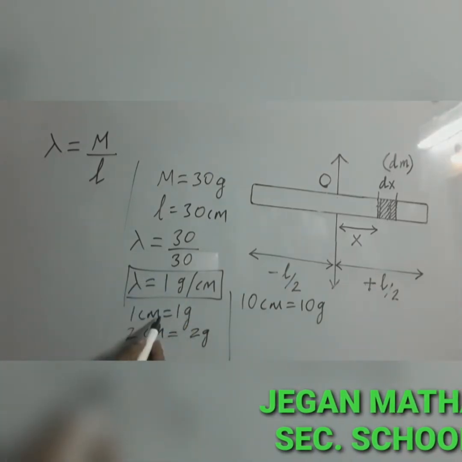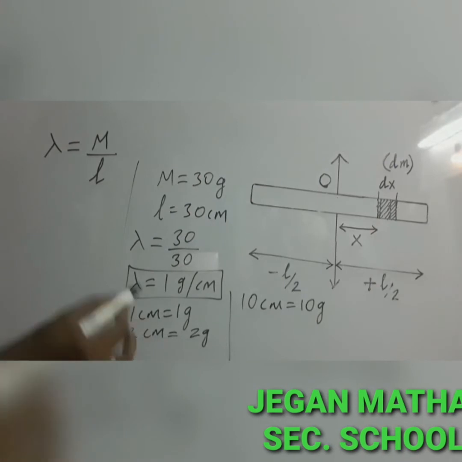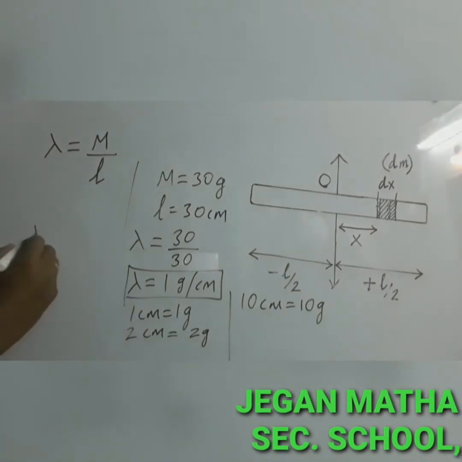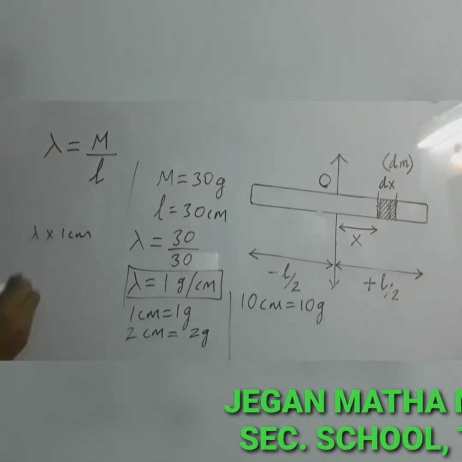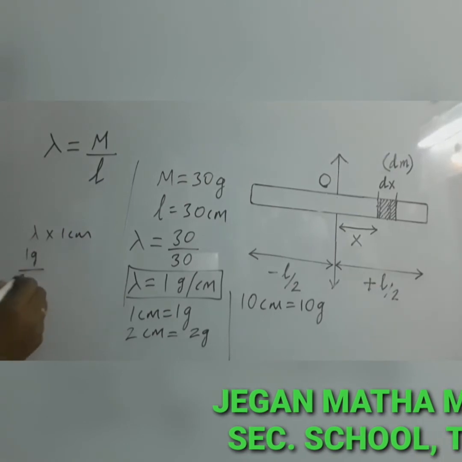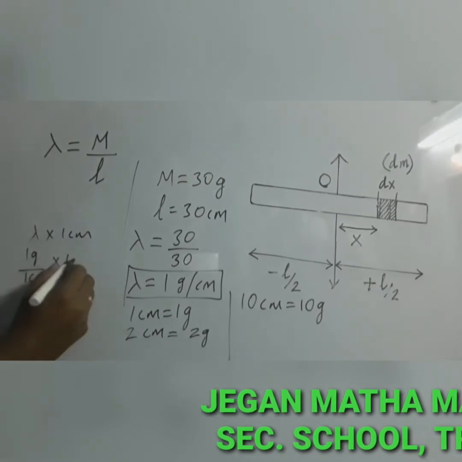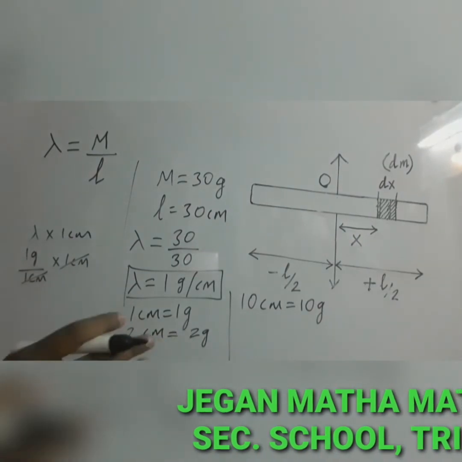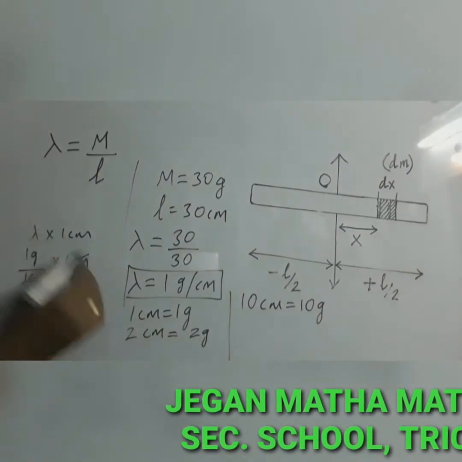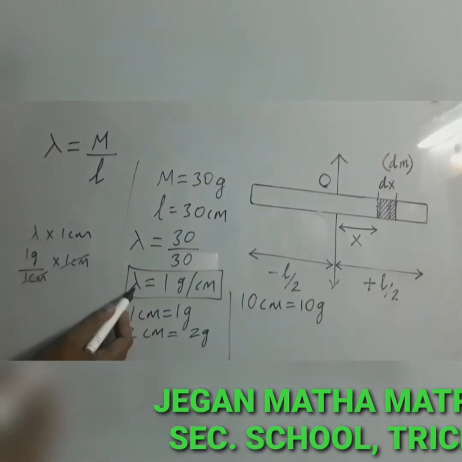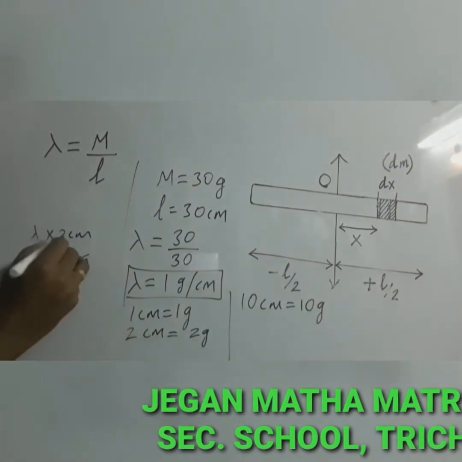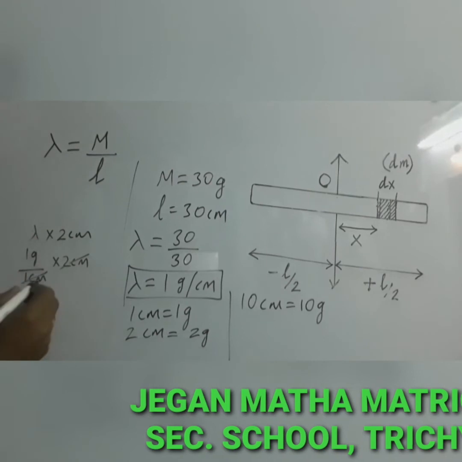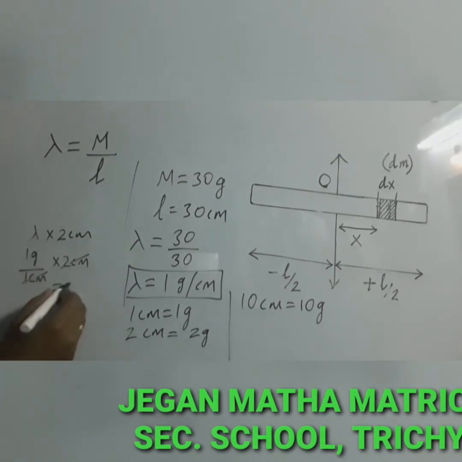For 1 centimeter, what is the mass you have to find? That 1 centimeter has to be multiplied with lambda. Then lambda into 1 centimeter. What is the value of lambda? That is a fixed value. 1 gram by 1 centimeter into 1 centimeter. So the centimeter cancels, that is 1 gram. Likewise, for 2 centimeter, you have to multiply 2 centimeter with lambda. Here you substitute 2, here also you substitute 2. Then centimeter cancels, and it is equal to 2 gram.